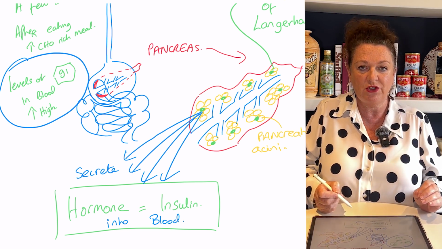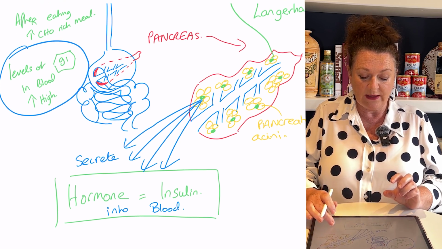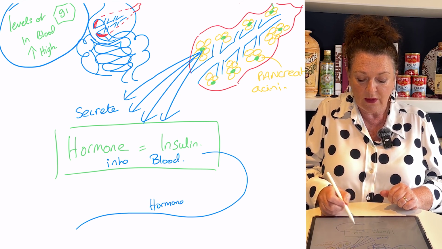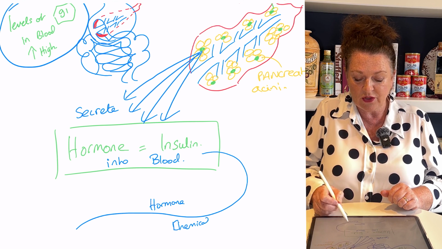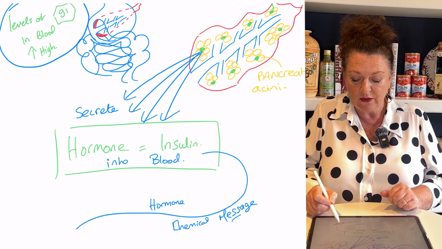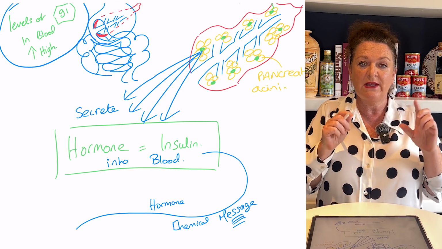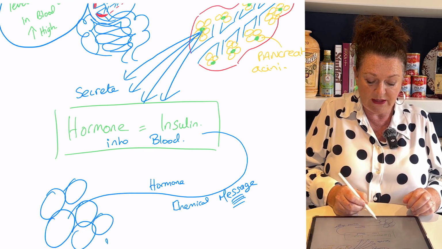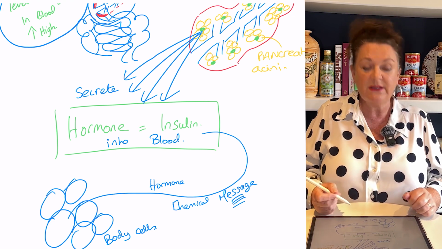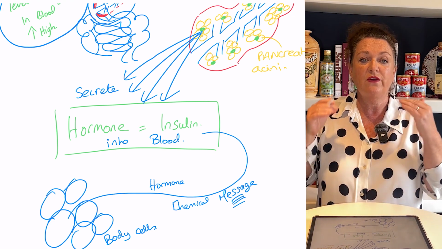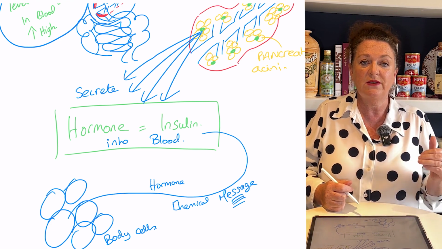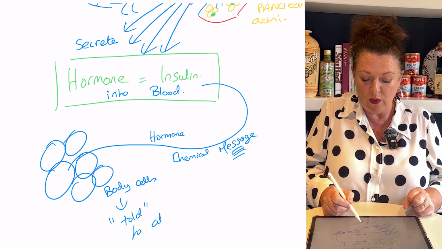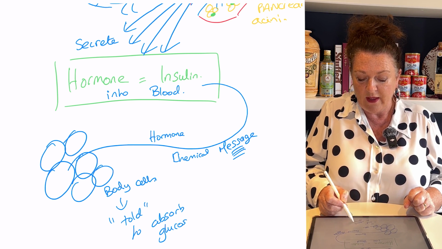Hormones are chemical messengers. So once the hormone insulin has been secreted into the blood, the hormone insulin, we said, is a chemical messenger. So there's a chemical message for somewhere in the body, and endocrine cells target specific areas of the body, and that message is for body cells. And the message is, body cells, there's a high level of glucose in the blood at the moment. The message is, absorb this glucose. So the body cells, I'm going to put here in inverted commas, are told to absorb the glucose that is present in blood.